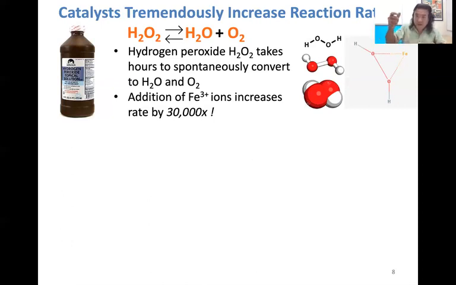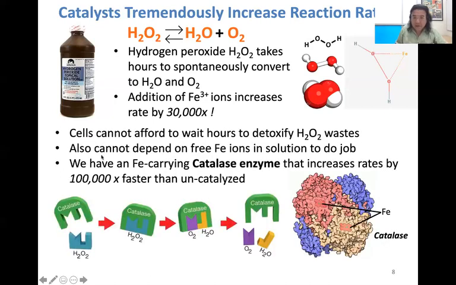In fact, it's so effective that if you just have some iron mixed in with the peroxide, it increases the rate of breakdown of the peroxide by 30,000 times faster than if you just left the peroxide by itself. So what does this have to do with how our cells deal with peroxide? Our cells use iron to break down the metabolic waste products like peroxide that are building up in them. Our cells cannot afford to wait for the peroxide to just break down by itself.